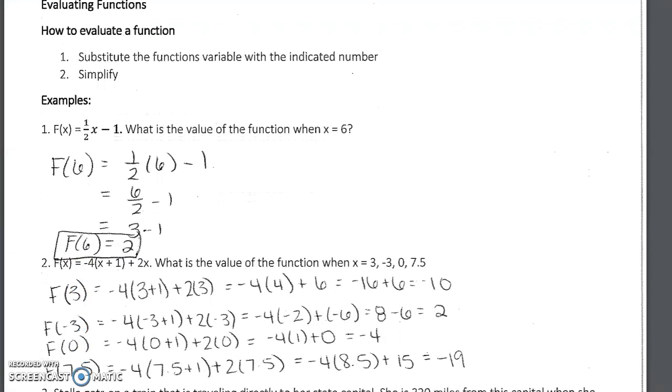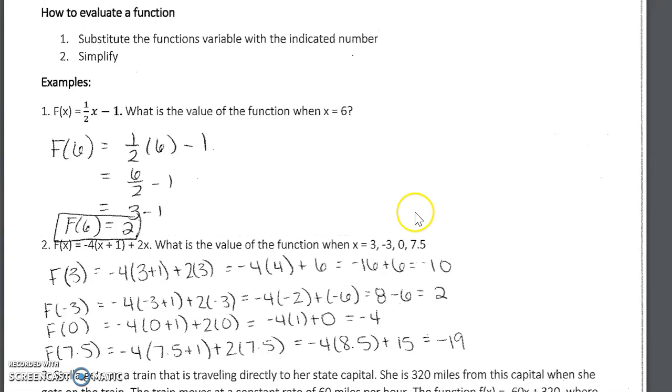How to evaluate a function. So we were talking about this at the beginning of the lesson. This is function notation. It says, what is the value when x equals 6? You take 6 and plug it in for x there, and plug it in for x there, and you solve it. f(6) equals 2. And then you can keep plugging in different values. So you can plug in 3, -3, 0, 7.5. So you notice in all of those x's, you're just plugging in different values.